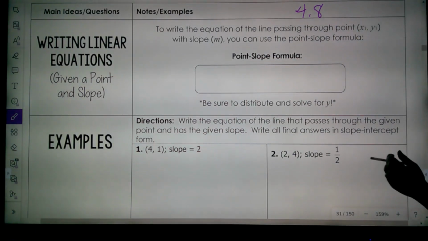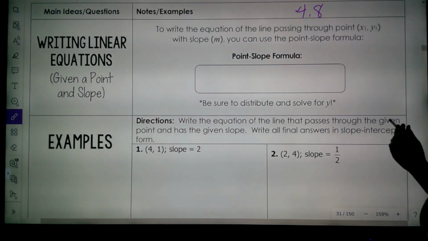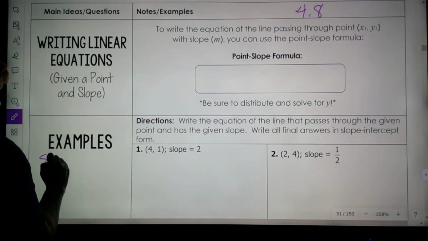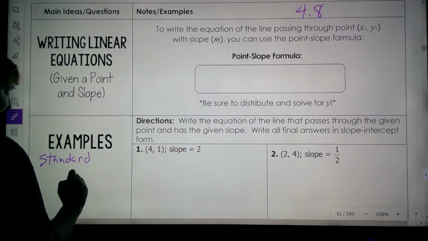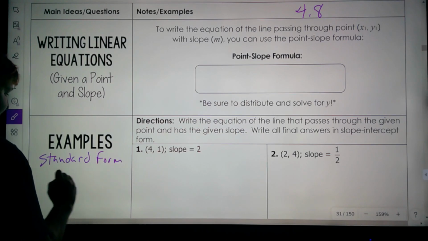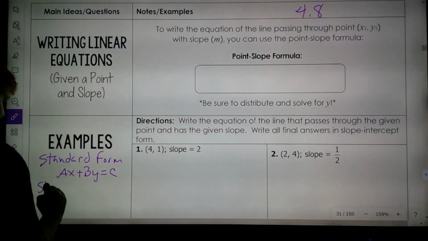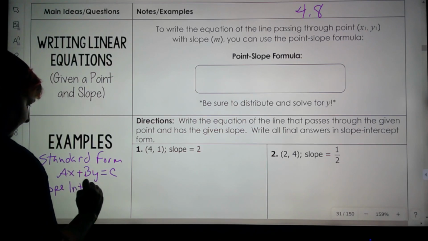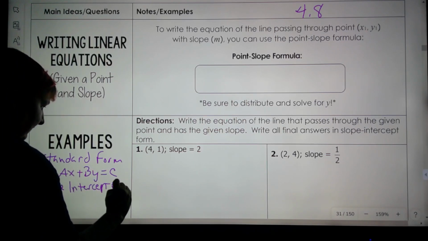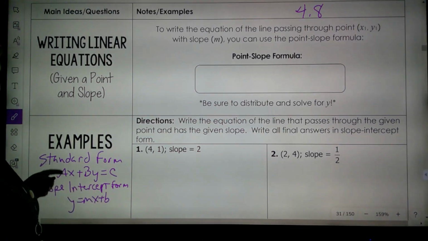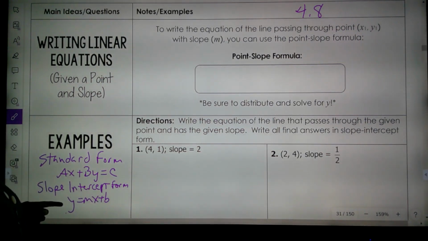Writing linear equations. Remember, a linear equation is either in standard form, which is going to have an x and a y. Standard form is ax plus by equals c, and slope-intercept form is y equals mx plus b. They're the same equation, they've just been manipulated. Most of them will start like this, but we need it to be like this if we want to use it to graph linear equations.